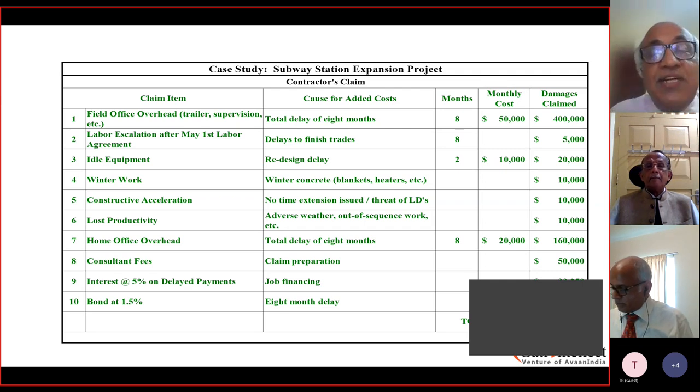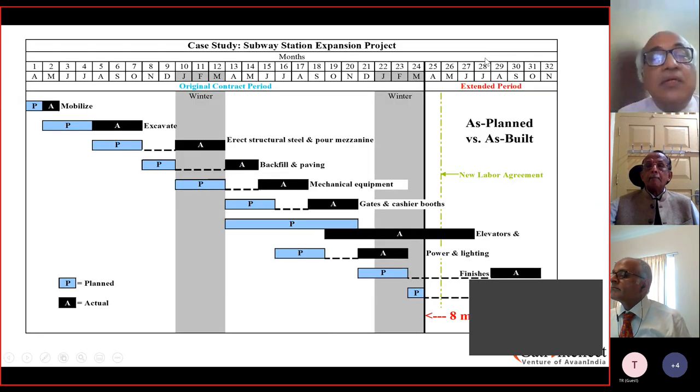Then there is the extra winter work after the contract. If we recall, just go back, Professor, I can illustrate the winter work. If you see this winter, 22 to 24, in the normal course, it was only finishes. Whereas now they had to do a lot more work in the actuals. In the plan, it was only finishing, whereas here they had to do both power and lighting as well as elevators. So the work done during winter was much more, which required higher cost.